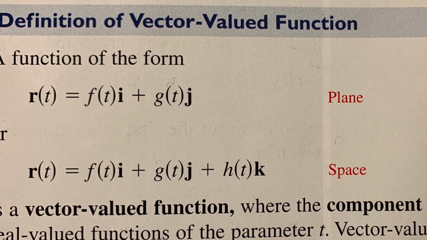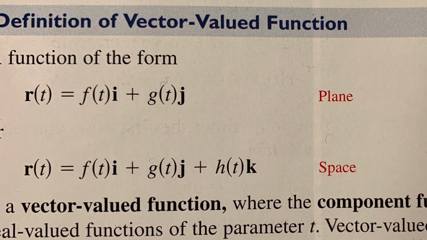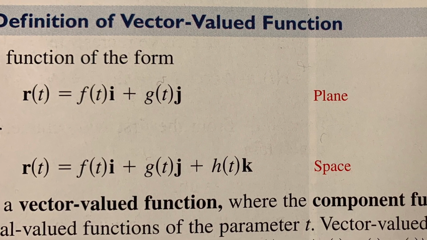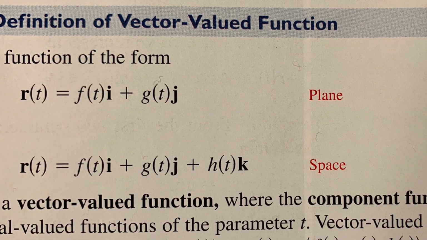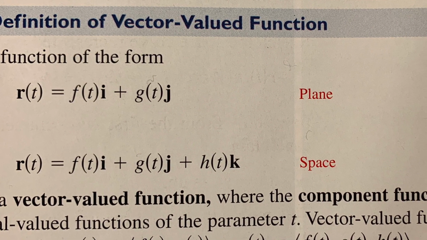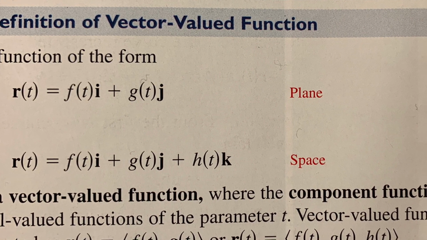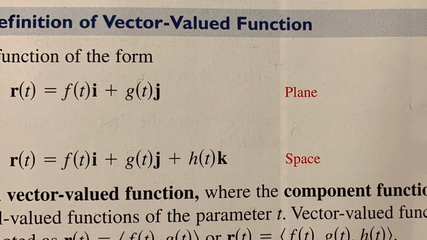Before looking at examples of space curves, a new type of function called a vector valued function is introduced. This type of function maps real numbers to vectors. It is written as r(t) = f(t)i + g(t)j + h(t)k.